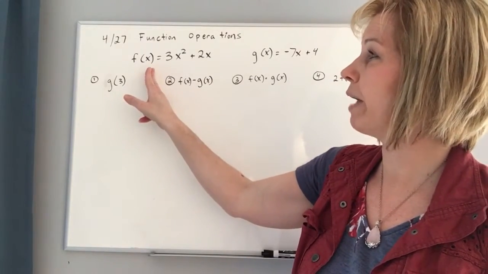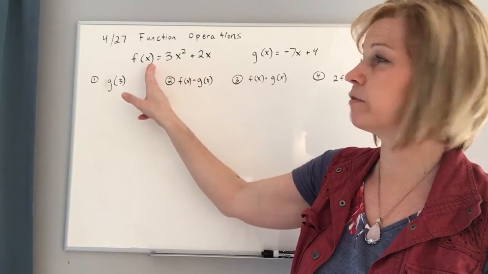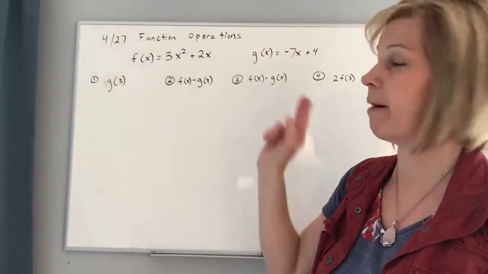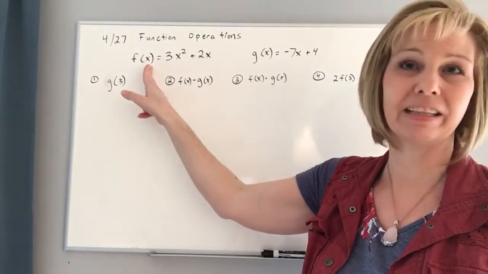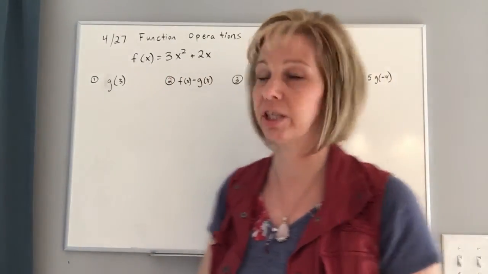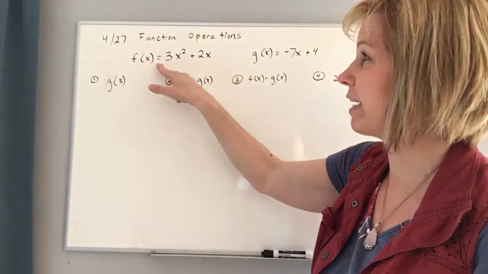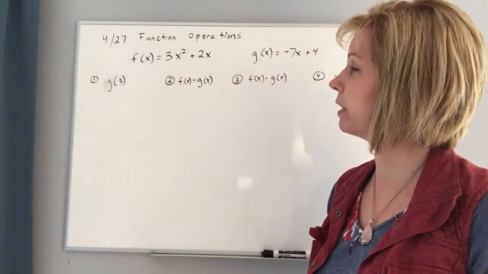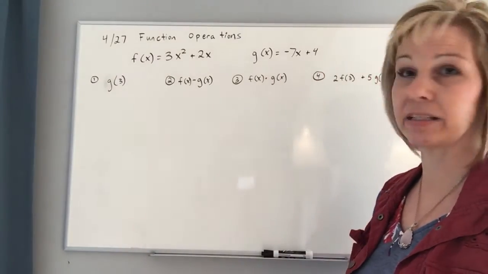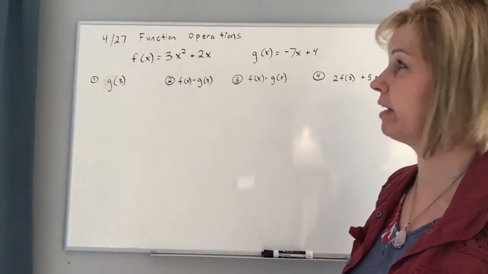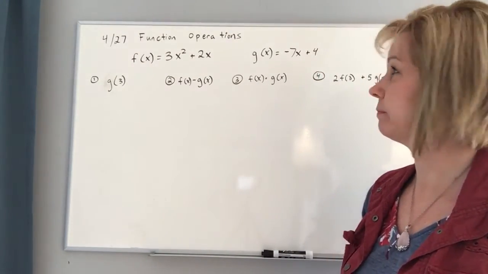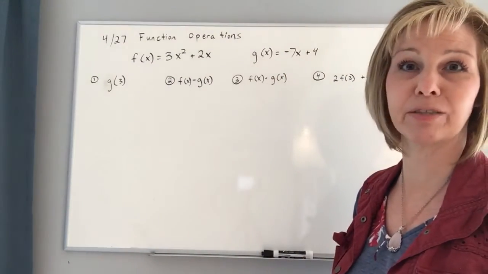So number one, we have f of x, or for these examples, we're going to use the same f of x and g of x. You can use any letter here, it just represents what the function is, the name of it. f of x equals 3x squared plus 2x, and g of x we're going to let equal negative 7x plus 4. g of x is negative 7x plus 4.